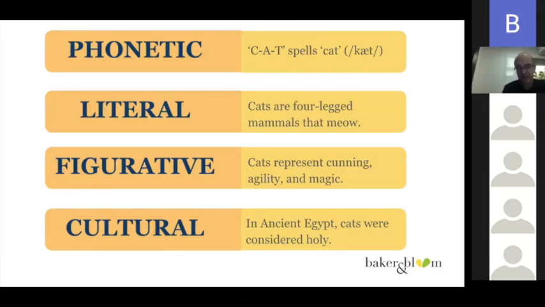Literal is then understanding definitions. What is the definition of a cat? It's a 4-legged animal, likes milk, doesn't like swimming, says meow. This is more primary focused.